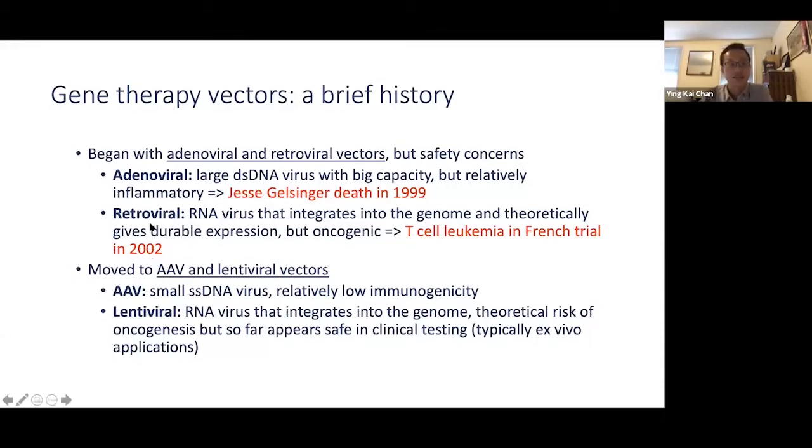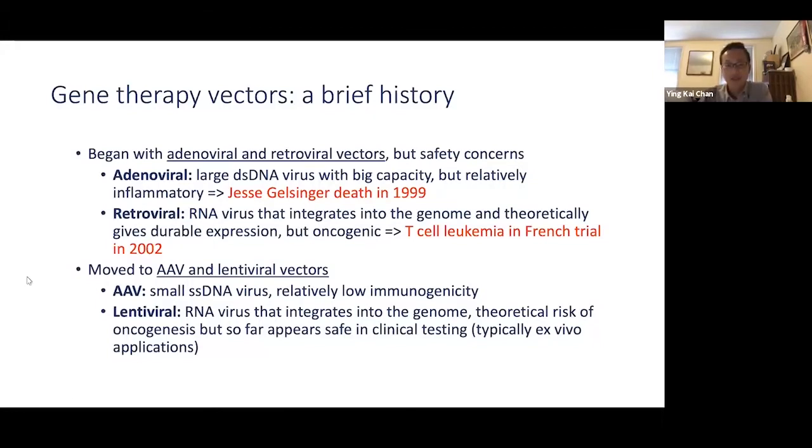There's a different vector, a gamma retroviral-based vector. This is used to transduce hematopoietic stem cells. It integrates into the genome. Retroviral transduced cells were infused into kids with a disease known as X-linked SCID. That's an immunodeficiency, in a French trial. And the kids essentially had their immune systems restored, but multiple kids developed leukemia eventually, and one died.